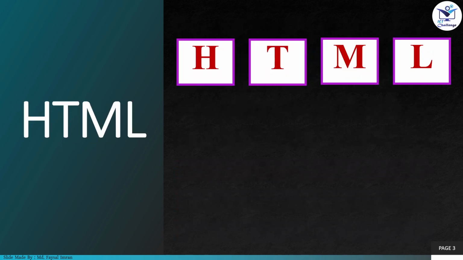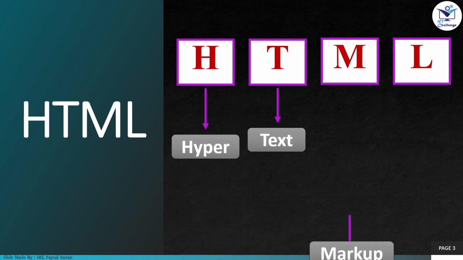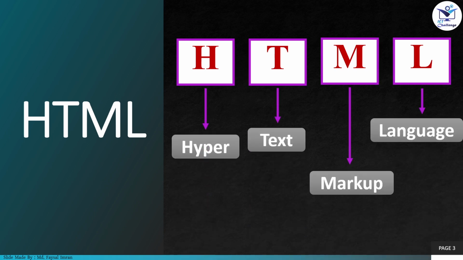Let's start with HTML. The first question is, what is HTML? HTML is Hypertext Markup Language. This is the full form of HTML. Why do we need this kind of language? Because these languages are responsible for developing a website like facebook.com, youtube.com, or any kind of website. If you want to develop one, you must know HTML, and this language gives commands to the computer to create or develop a website.